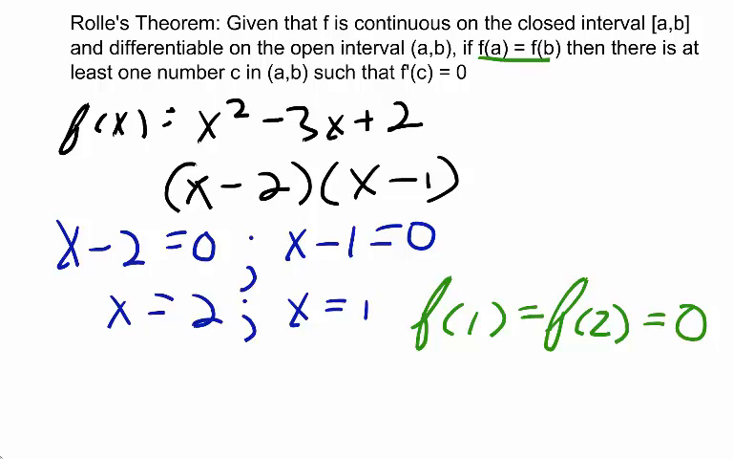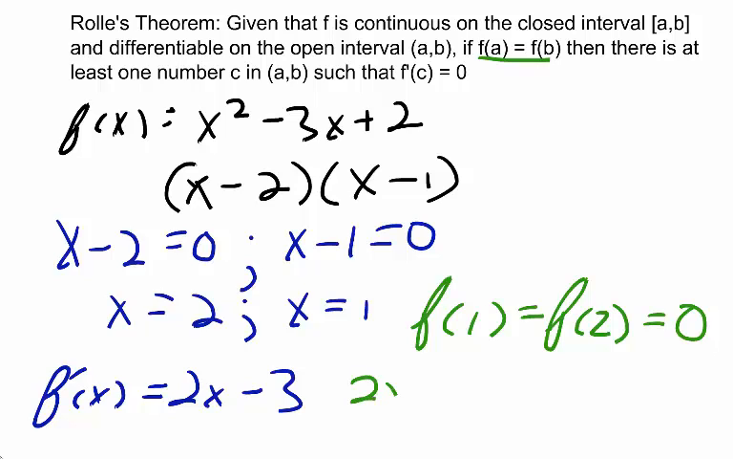Now to find that value, we take the first derivative, so we have f prime of x is equal to 2x minus 3. We set this equation equal to 0 and solve for x. So 2x minus 3 equals 0 would yield x equals 3 over 2.